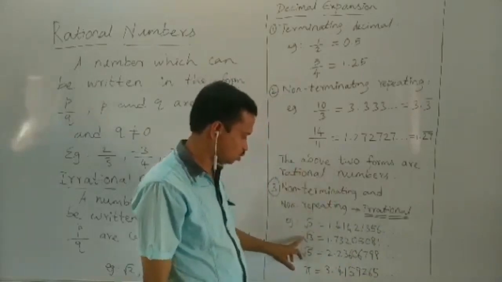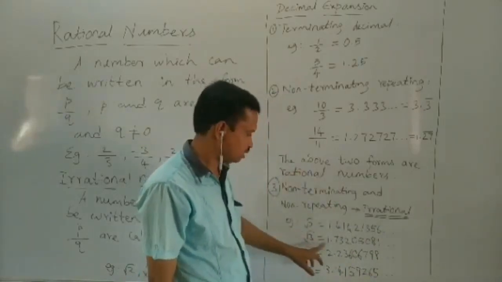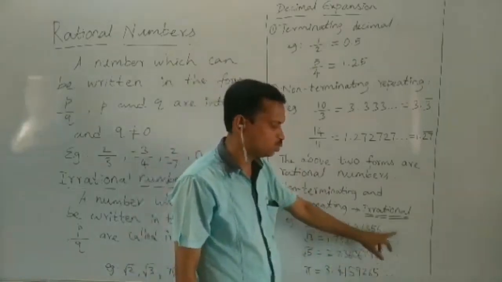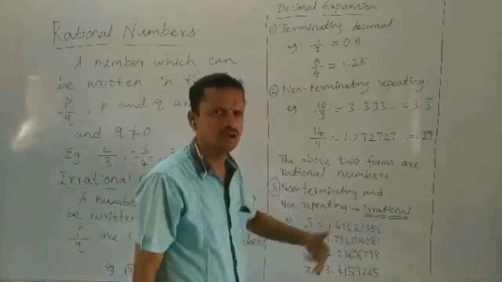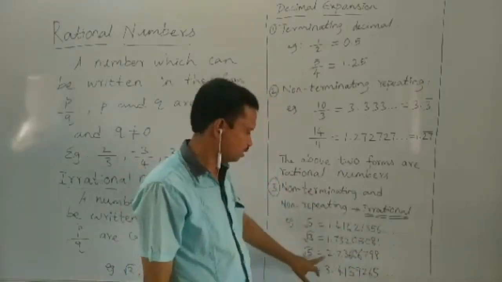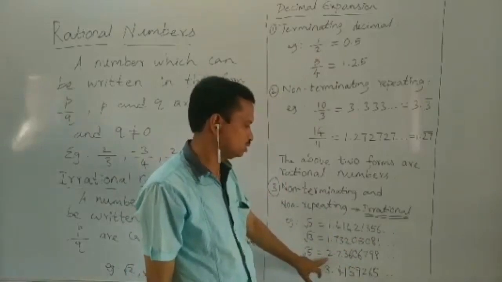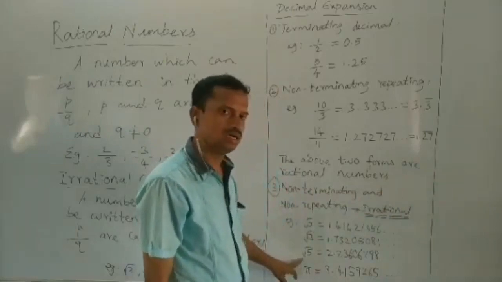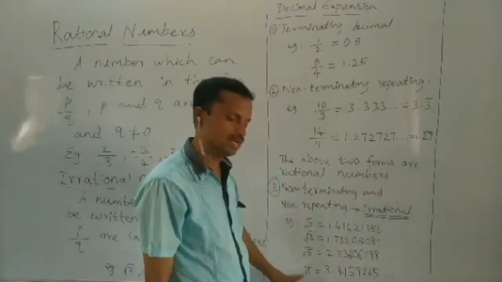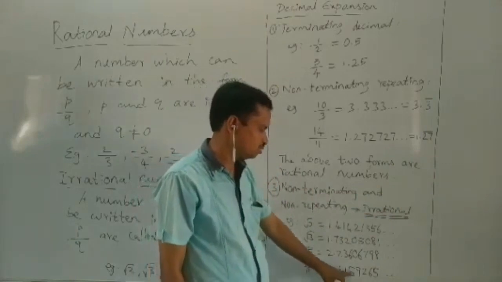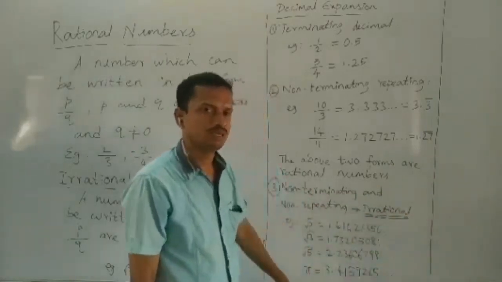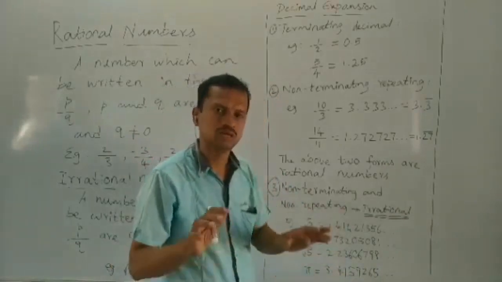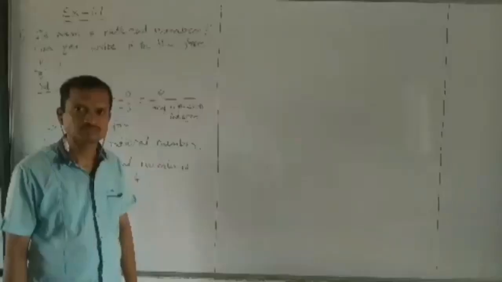You see all the others, root 3, root 5, the same way. The value 1.732 is the root 3 value, and the next is again 0, 5, 0, 8, 1. It is not terminating, not repeating. And root 5, you take the value is 2.23606798, and it goes on. So, it is also non-terminating, non-repeating. And you take the value of pi, 3.14159265, etc. So, this is also an example of non-terminating and non-repeating. So, these are irrational numbers.